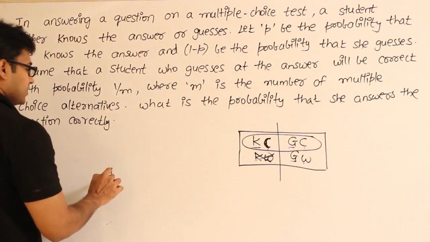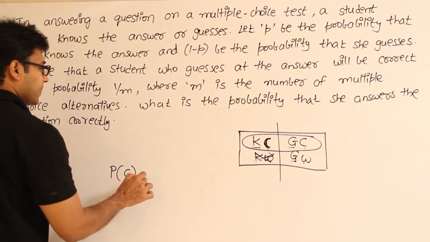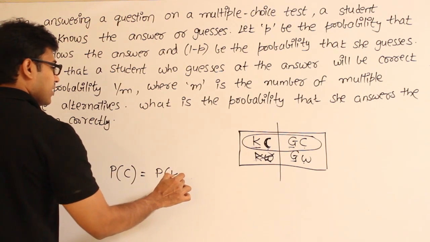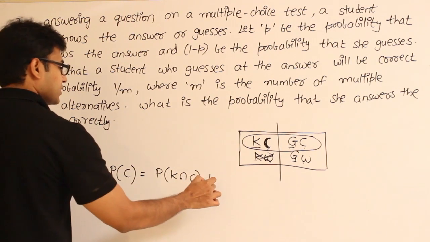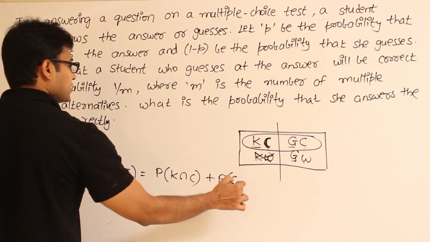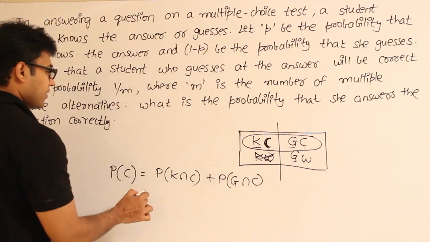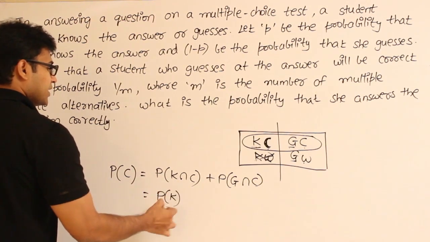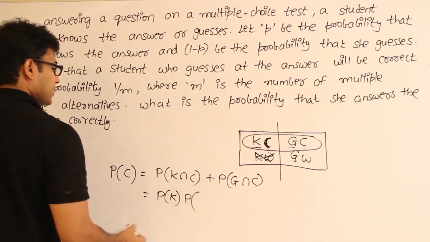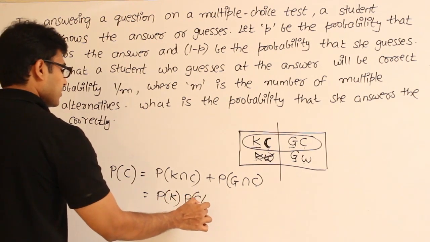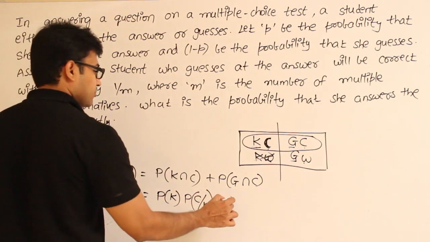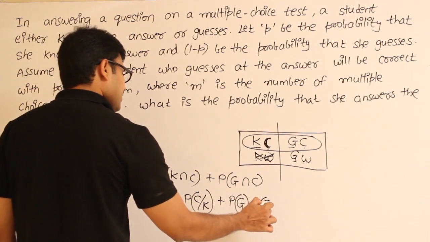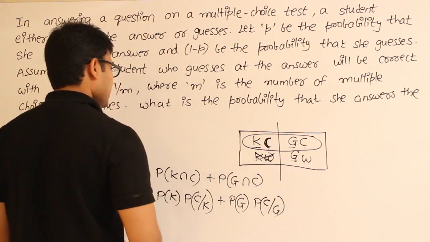Now how can you answer it? See this, the probability that she will answer it correctly is equal to the probability that she knows the answer and answers it correctly, plus the probability that she guesses the answer and answers it correctly. Now what about this one? It is the probability that she knows the answer times the probability that she answers it correctly given that she knows it, plus the probability that she guesses the answer times the probability that she answers it correctly given that she has guessed at the answer.